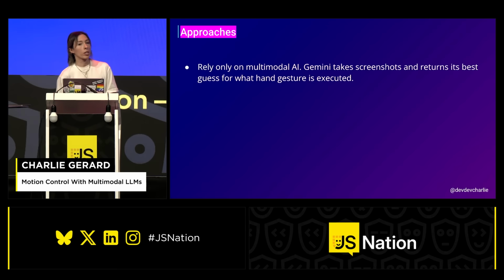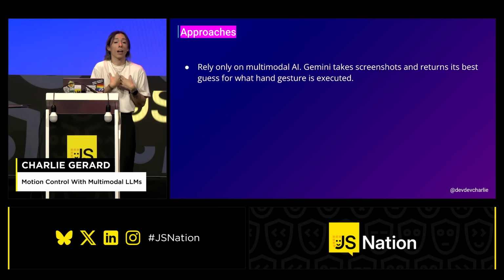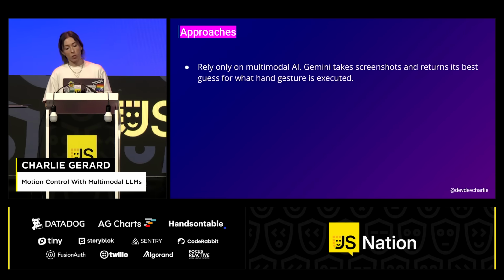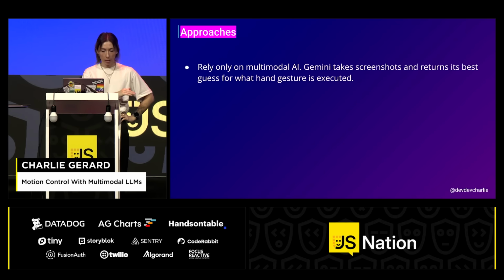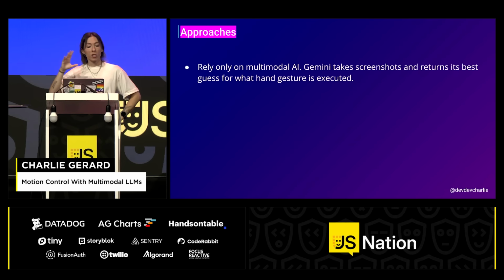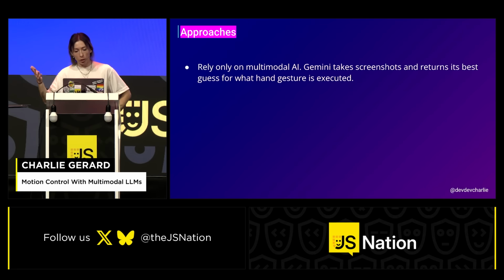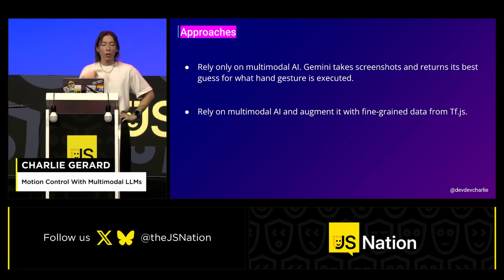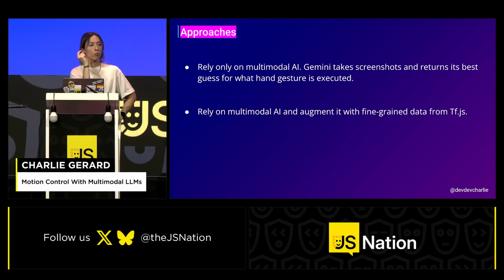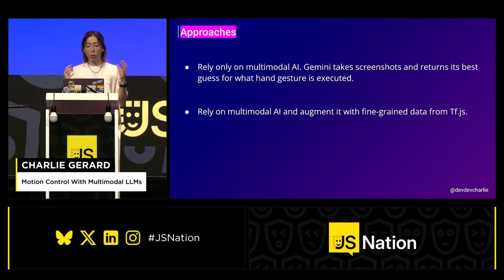So there are a few different approaches that you can take, or at least that I decided to take when going through this. First of all, I was thinking, if we rely only on multimodal AI, let's try with that first. So Gemini takes screenshots, and it returns its best guess for the hand gesture that I'm executing, and then we can try to trigger stuff. The other approach is, if I know TensorFlow.js, can I start to rely on multimodal AI, and then augment it with more fine-grained data and gestures from TensorFlow.js? That would be the second approach.